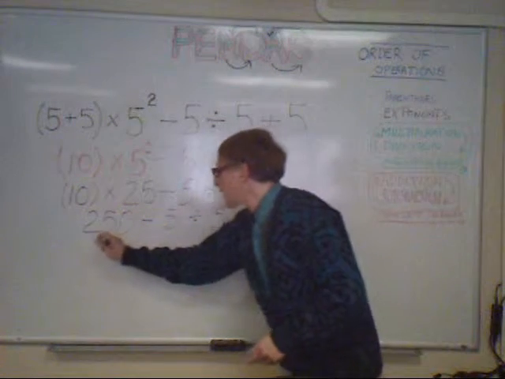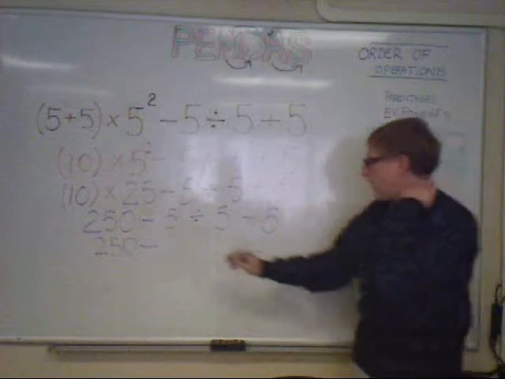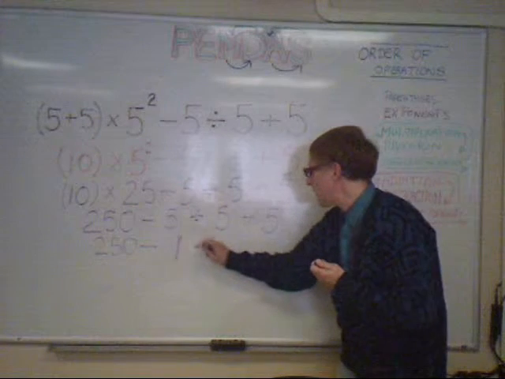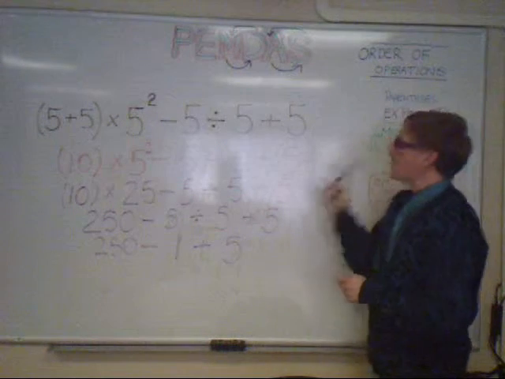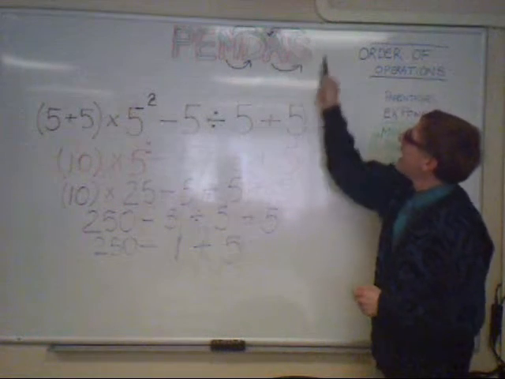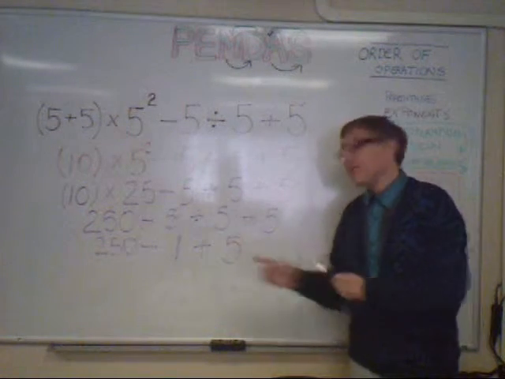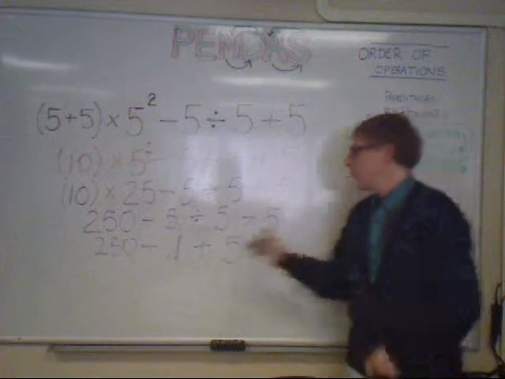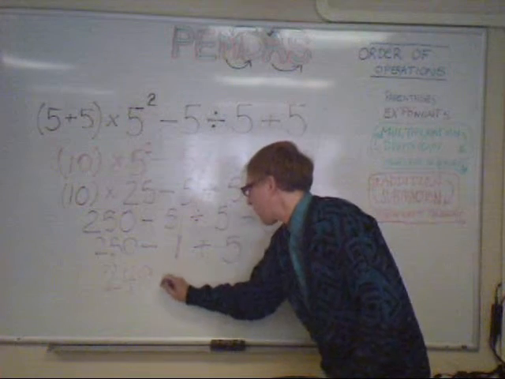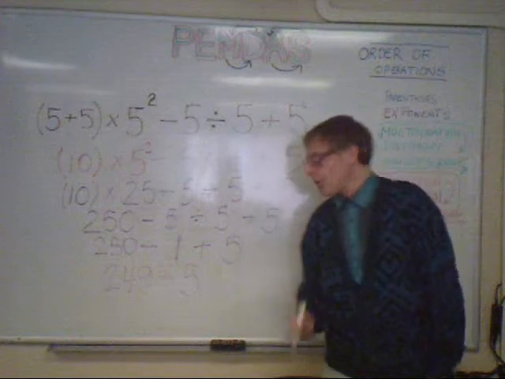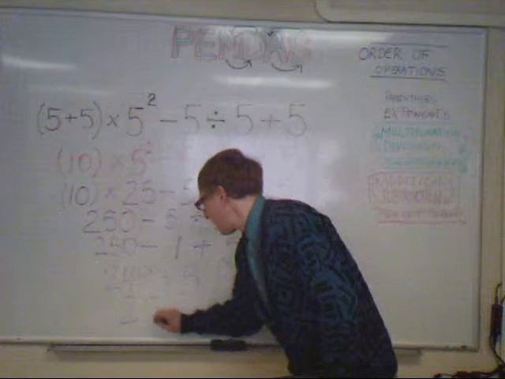So now division, I'll bring down my 250. Minus 5 divided by 5 is 1. Plus 5. Remember again, we want to avoid that PEMDAS trap which could happen here. Addition and subtraction, again, they're of equal priority, is next. And I do the one on the left first. This time it's subtraction. 250 minus 1 is 249 plus 5. My answer, 249 plus 5, is 254.